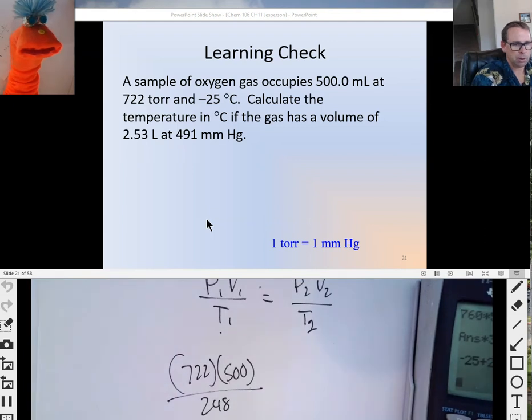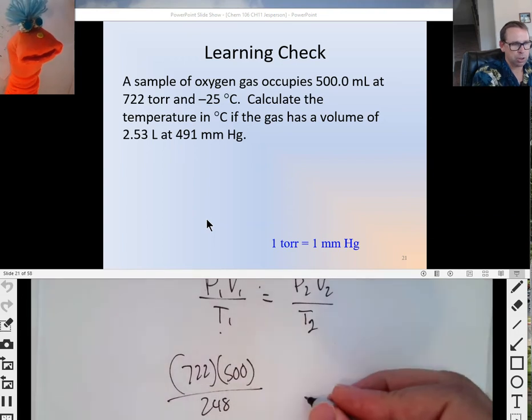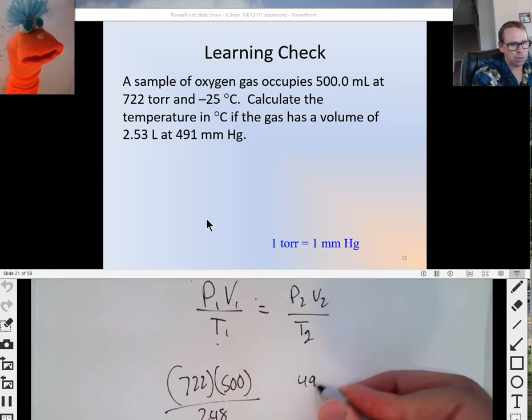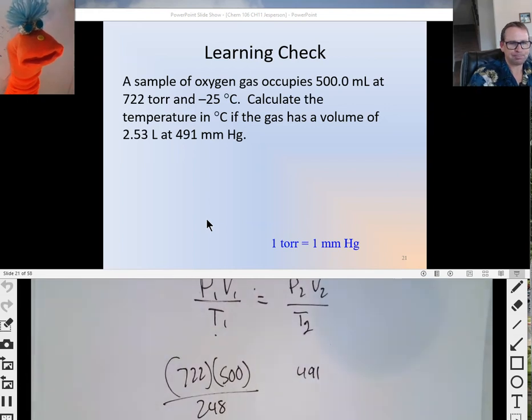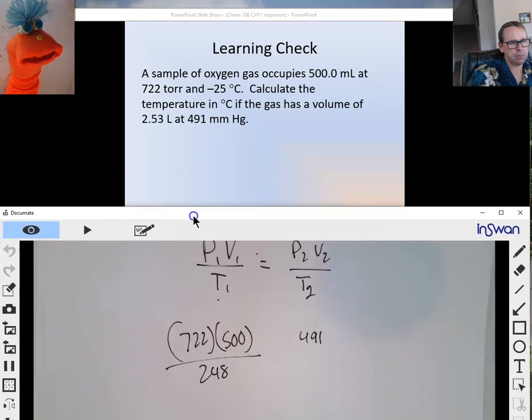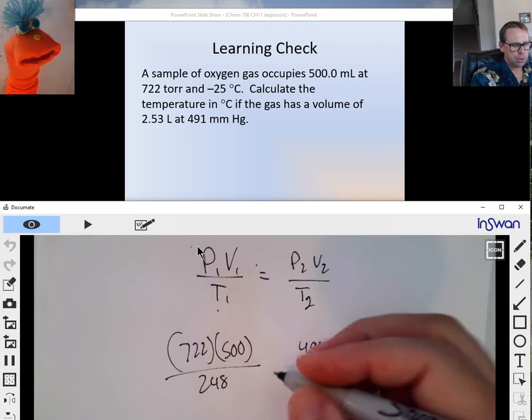248. All right. What's our second pressure? 491 millimeters of mercury. Didn't you say millimeters of mercury was the same as torr? Yeah, that's right. So I can put in there for the new pressure 491, and that'll be just fine. Okay. Let me sneak this up here just a little bit, give ourselves a little more space. Okay, there's our new pressure.